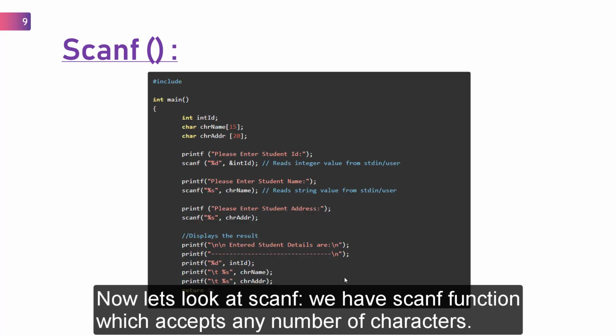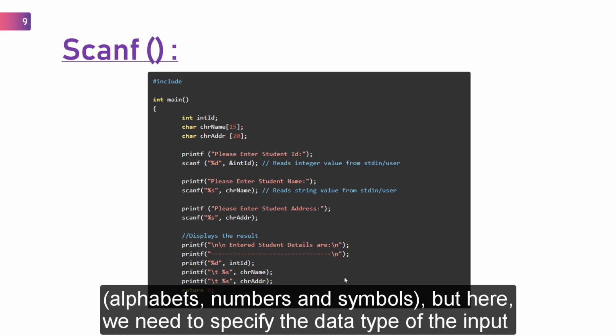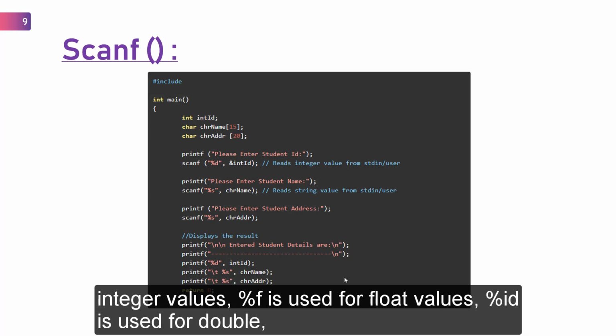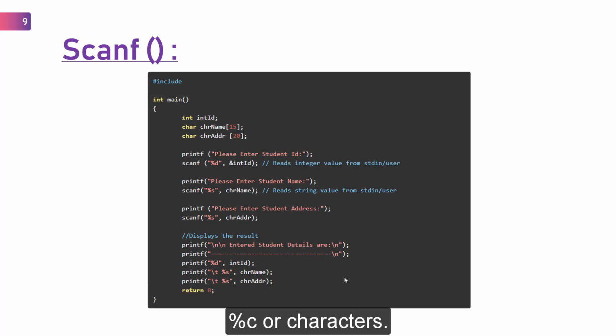Now let's look at scanf. We have scanf functions which accept any number of characters, alphabets, numbers, and symbols. But here we need to specify the data type of the input values to differentiate between strings, digits, and fractional numbers. Usually %d is used for integer values, %f is used for float values, %lf is used for double, %c for characters.